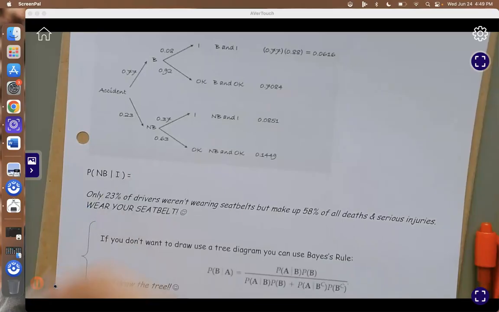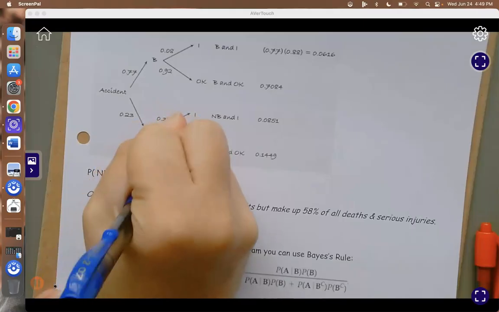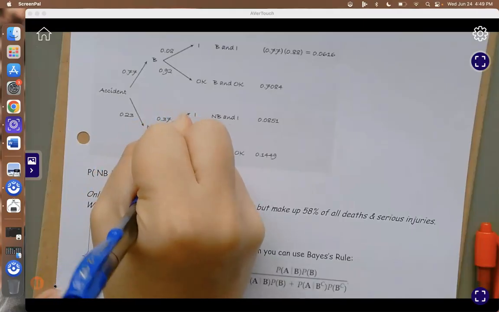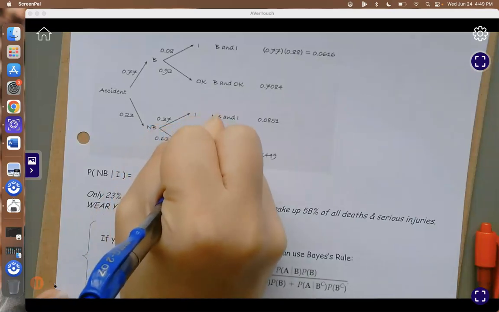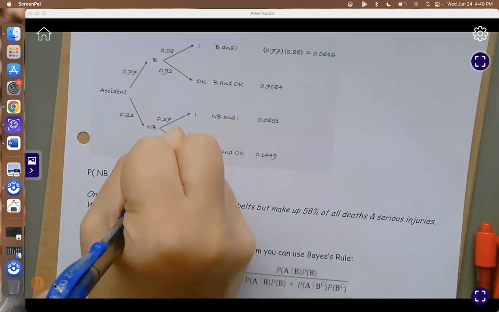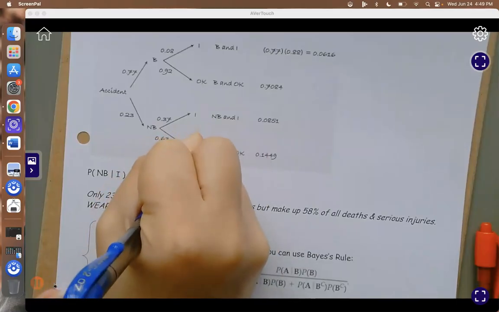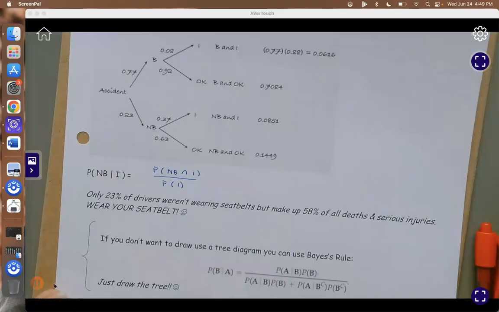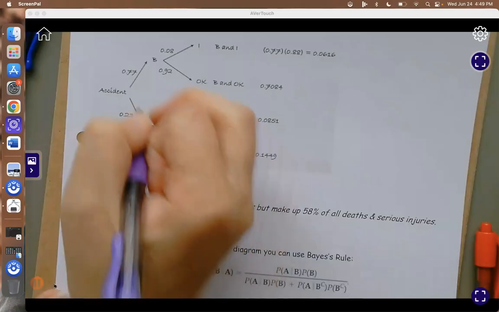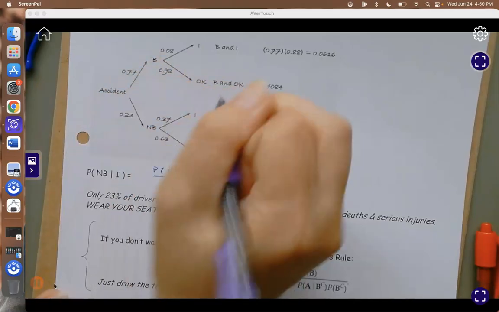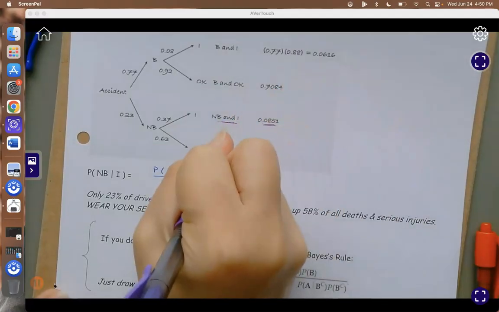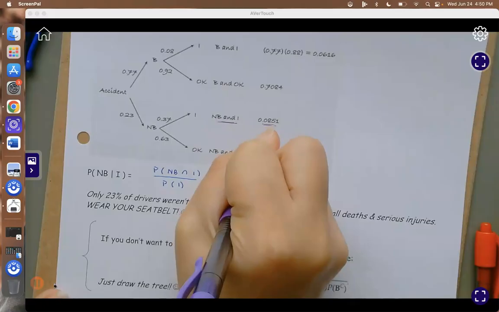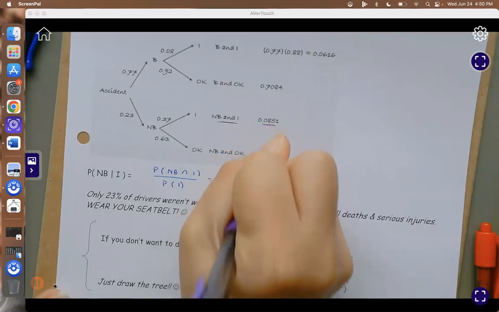So the way that we would work this is we would do the probability that they're not belted and injured over the probability that they're injured. Okay, so not belted and injured, let's see how we're going to do this. We'll do not belted and injured first. Not belted and injured is this. Okay, so that's 0.0851. Okay.